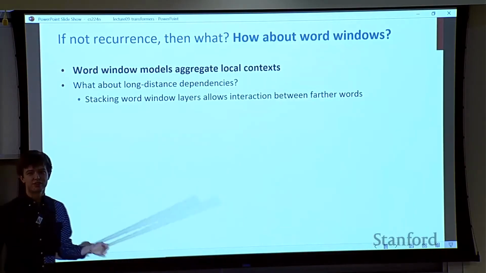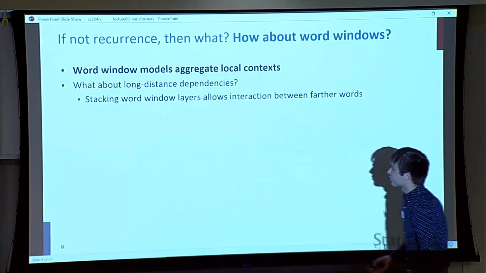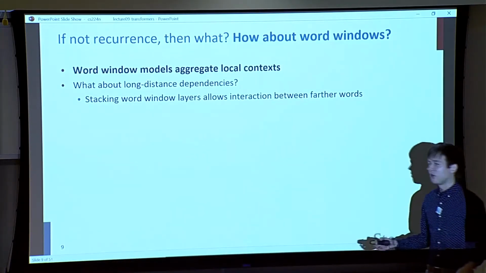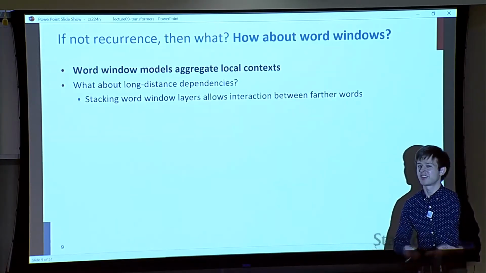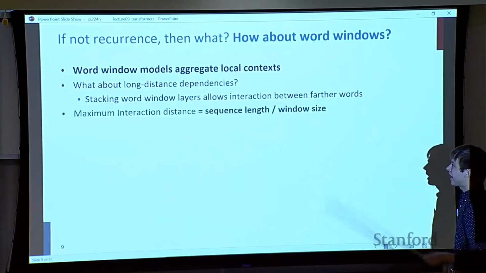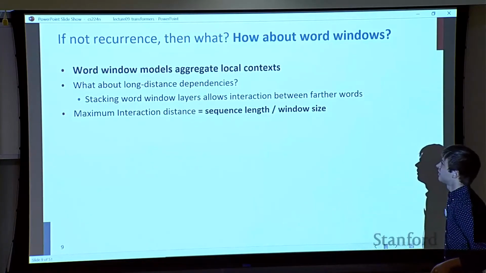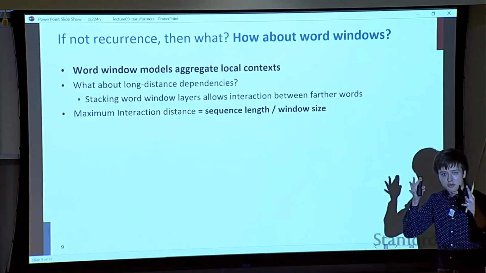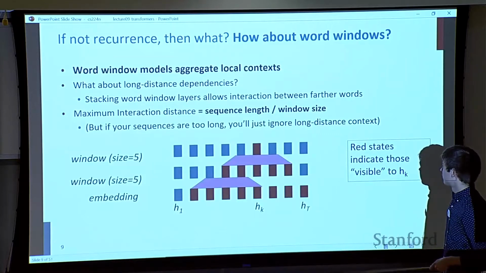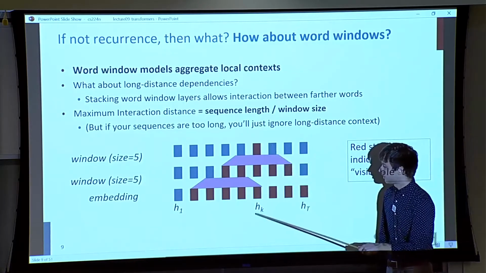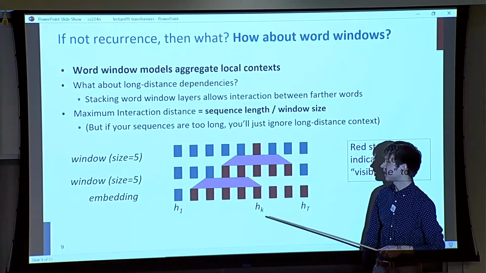So what about long distance dependencies? This is why we said we wanted to use recurrent neural networks, because they would do better at encoding long distance dependencies. It's a problem, just like it was a problem before. But by stacking word window layers, we can get to wider, longer contexts. So if you have some sort of window size, and then you stack two layers, the red states here show how far away you can look in order to encode HK.